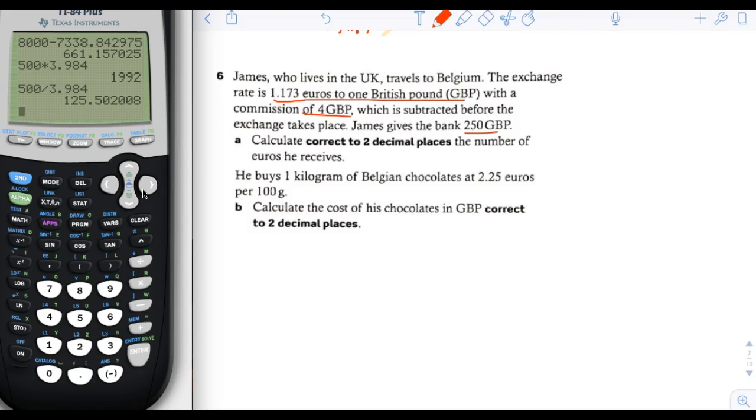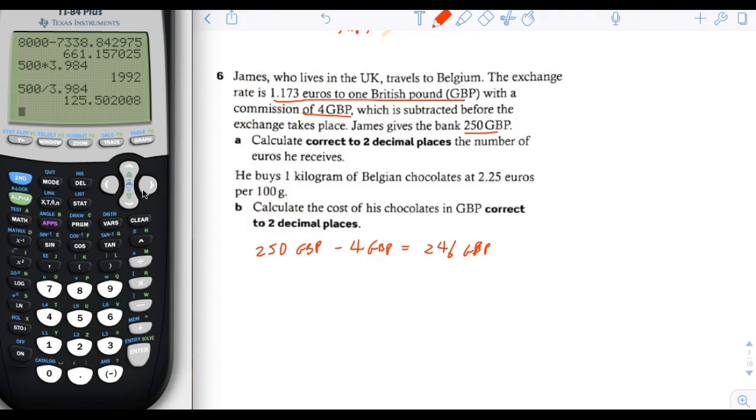Okay, so this is another way for banks to make money. Instead of charging an exchange rate that is slightly unfair to you and making money that way, what they can do is they can charge a commission, which is a straight up cost or percentage of the amount you're going to change. So James wants to exchange 250 GBP. But the first thing the bank is going to do is they're going to charge him a commission of 4 GBP. So in the end, he only is exchanging 246 GBP. They already made 4 GBP.